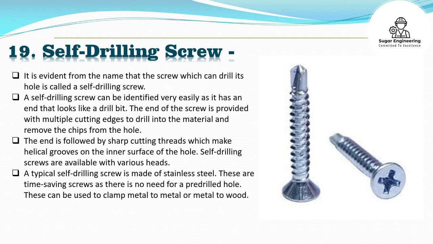A typical self-drilling screw is made of stainless steel. These are time-saving screws as there is no need for a pre-drilled hole. These can be used to clamp metal to metal or metal to wood.